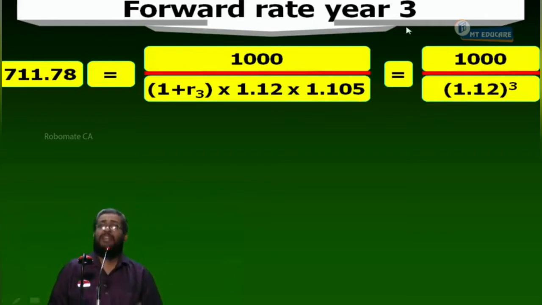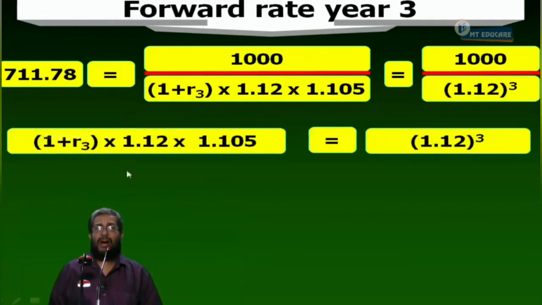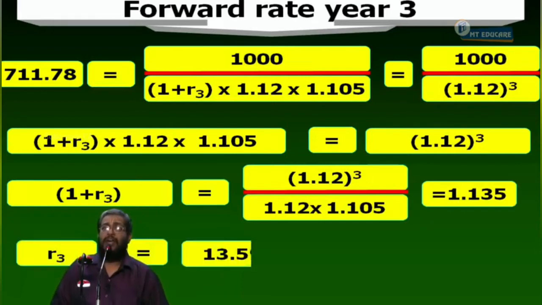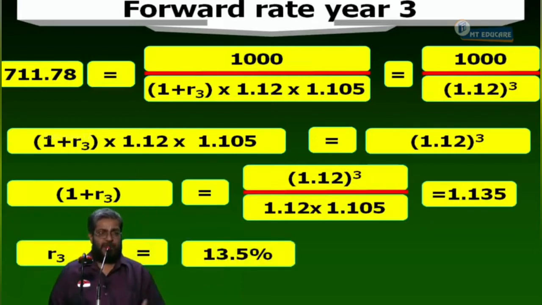Or other way is, the 3-year zero coupon bond is having an average yield of how much percent? 12%. Given in the question or not? So 1000 divided by 1.12 power 3. If I simplify it, I'll be getting 1 plus R3 into 1.12 into 1.105. This 12 and this 12, don't get confused. This 12 is what? Second year forward rate. This 12% is what? 3 years average rate. Coincidentally same in this sum. That's all. Are you following or not? Now, if I rearrange, I'll be getting 1 plus R3 is equal to 1.12 the whole cube divided by 1.12 into 1.105. The answer is how much percent? 1.135. What is the forward rate? 13.5%. Respond. Are you following or not?